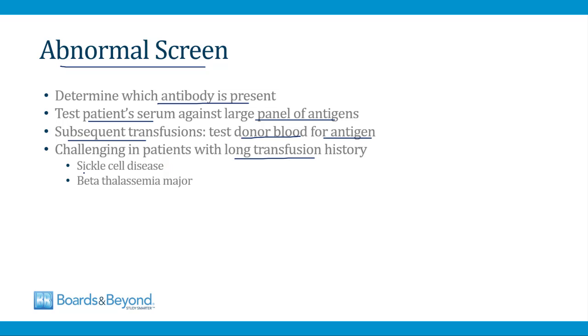For example, patients with sickle cell disease or beta thalassemia major often require many transfusions over the course of their lifetime, and they can develop lots of those antibodies against those minor red cell antigens, and this can make it very challenging to identify an appropriate blood transfusion product that you can safely give to that patient.